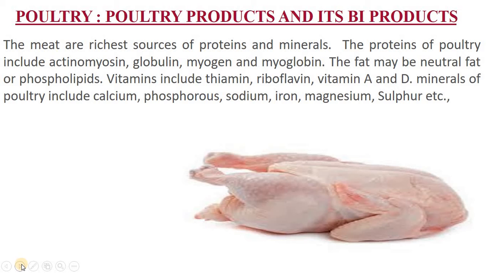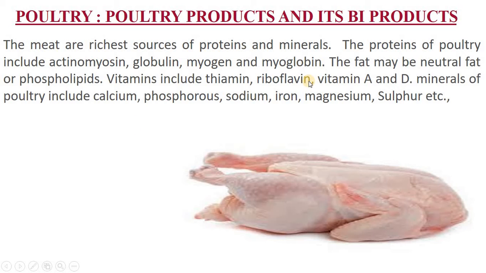Further, the meat. The second direct product of the poultry is the meat. Meat is the richest source of proteins and minerals. The proteins of poultry include actinomyosin, globulin, myogen, and myoglobin. All these are the different types of proteins found in the meat.